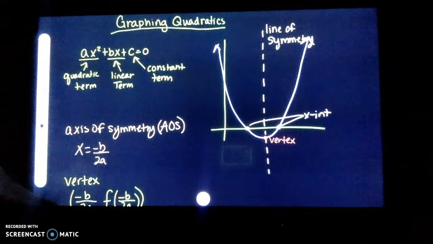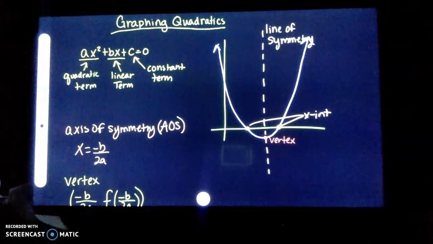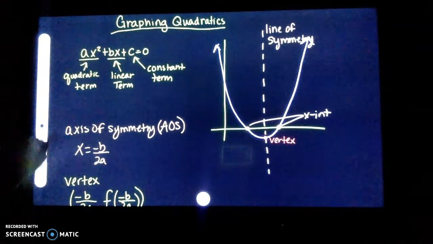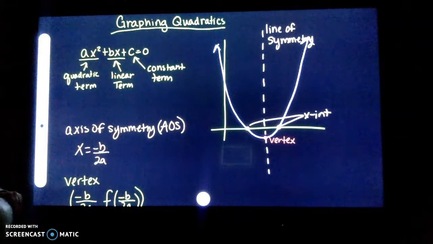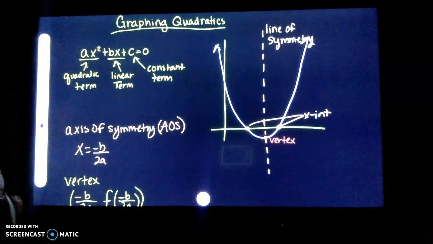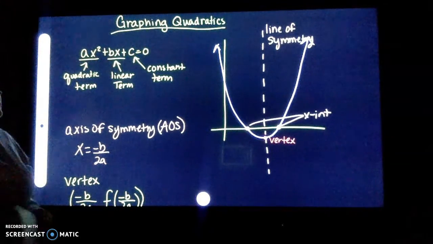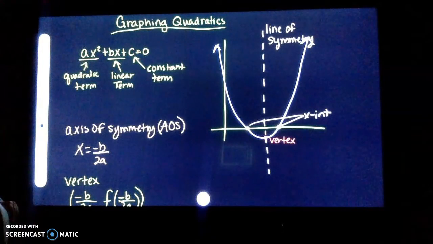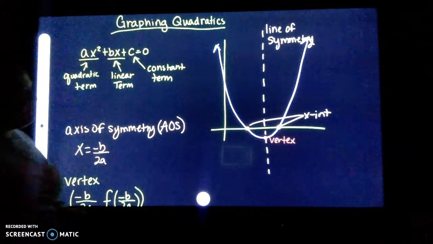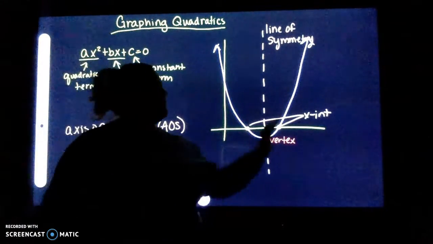Good morning. Today we're going to start graphing quadratics. So a quadratic is any equation of the form ax squared plus bx plus c, where the x squared is the quadratic term, the x is the linear term, and the constant is our constant term. The graph of a quadratic looks like this U-shaped thing here.